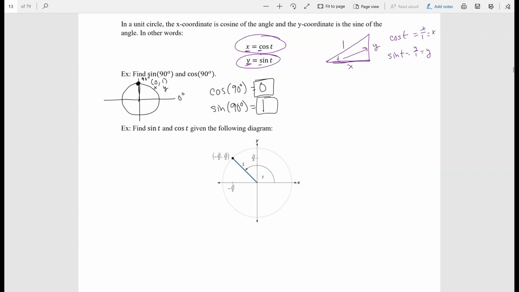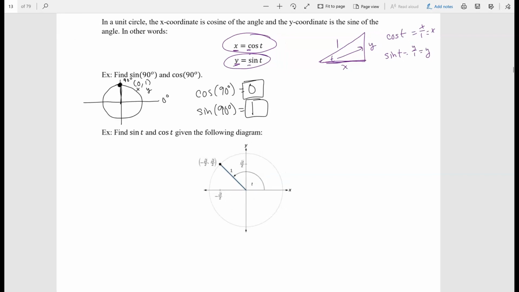Just by looking at the angles themselves. It's good to know where these numbers are coming from, because anyone can just put it in the calculator, but you really need to know where exactly these are coming from. And they're coming from the unit circle.